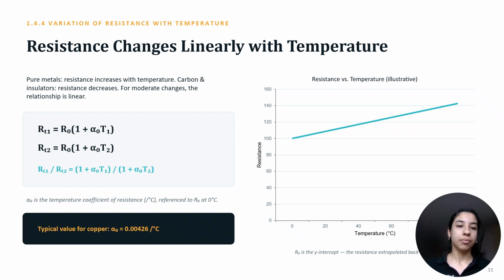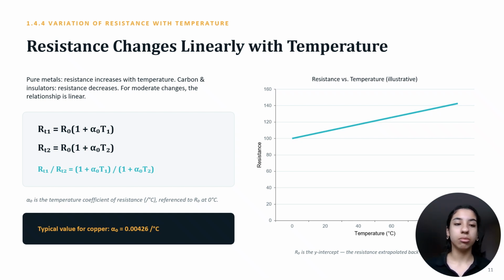Now obviously nothing is perfect when it comes to physics or engineering. Here we are assuming resistance to be changing linearly with temperature. Usually that is something to do with Ohm's law. So now here we have three equations that will be useful as well.